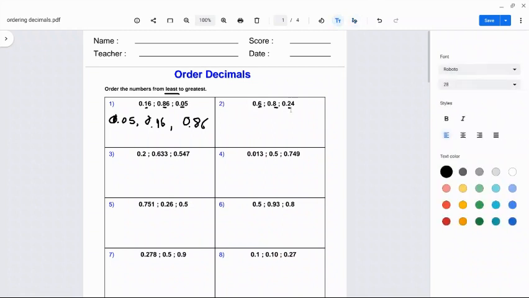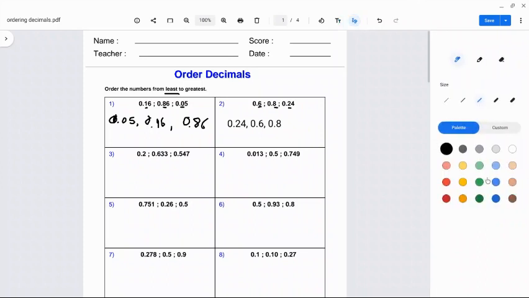So I'm going to use the text box, like I said, and we'll pop that here. So the 2 is actually the smallest. So 0.24, that's the smallest. 0.6 comes in second place, and 0.8 comes in third place. We'll look at one more.